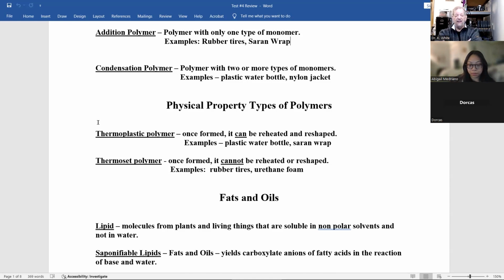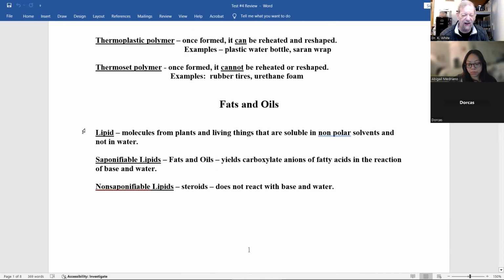And if you look at video from areas in the world under strife, you'll see that a lot of times they block the road with car tires and they set them on fire. Why? Because they don't melt, they just burn. Those are thermoset polymers.